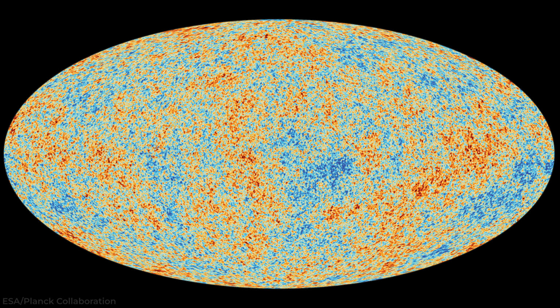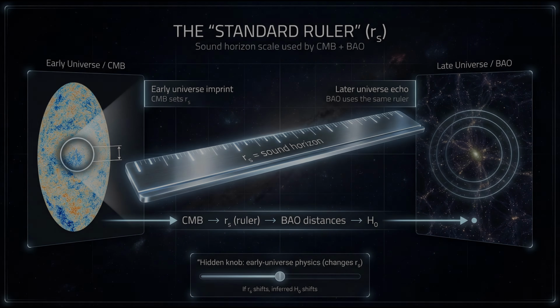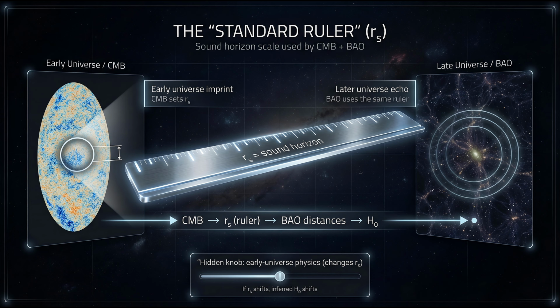And the hinge in that inference is a cosmic ruler, the sound horizon. In the early universe, matter and radiation formed a hot plasma where pressure waves could travel. Then when atoms formed and light decoupled, those waves froze, leaving a characteristic scale imprinted in the sky, and later in the clustering of galaxies. That scale becomes a ruler. If you know the ruler's physical size and you measure its apparent size in the CMB, you can infer distances and expansion parameters. So what does sound horizon free CMB mean?